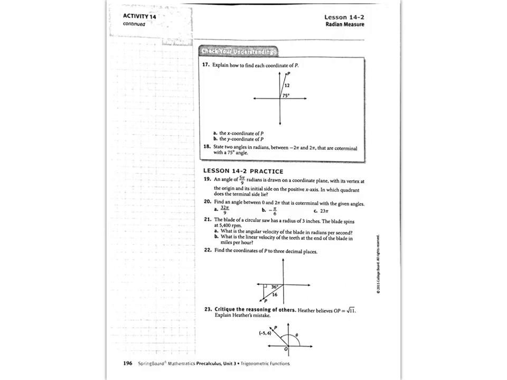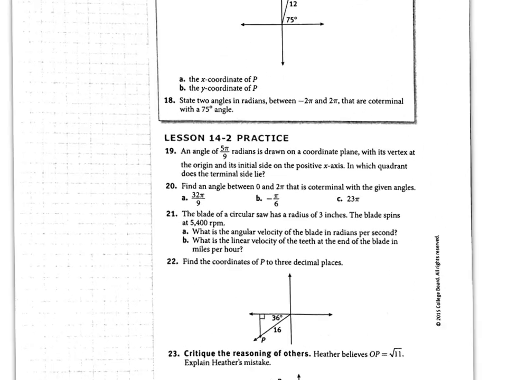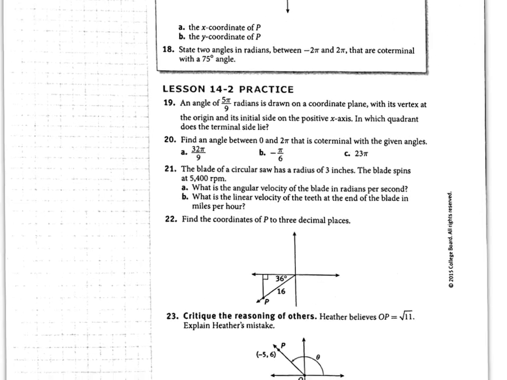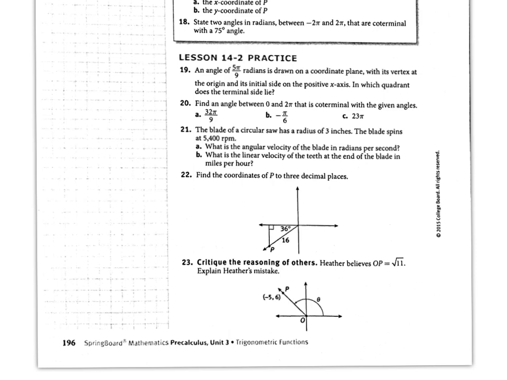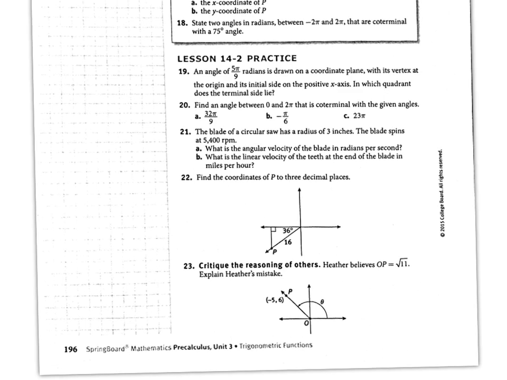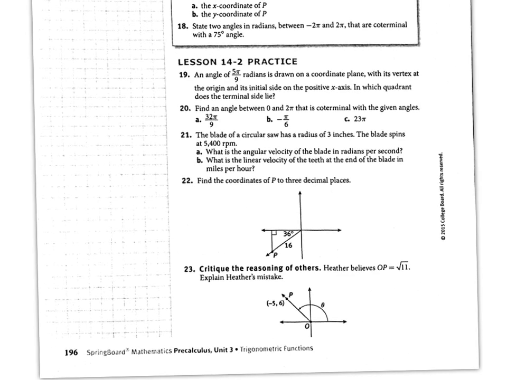All right, now your assignment is actually on this page right here. In case you don't have this somewhere, you should. This is page 196. Please do not do number 21. This is not something that we did. We did not do angular and linear velocity on purpose. And please do the rest. So 19, 20, 22, and 23.